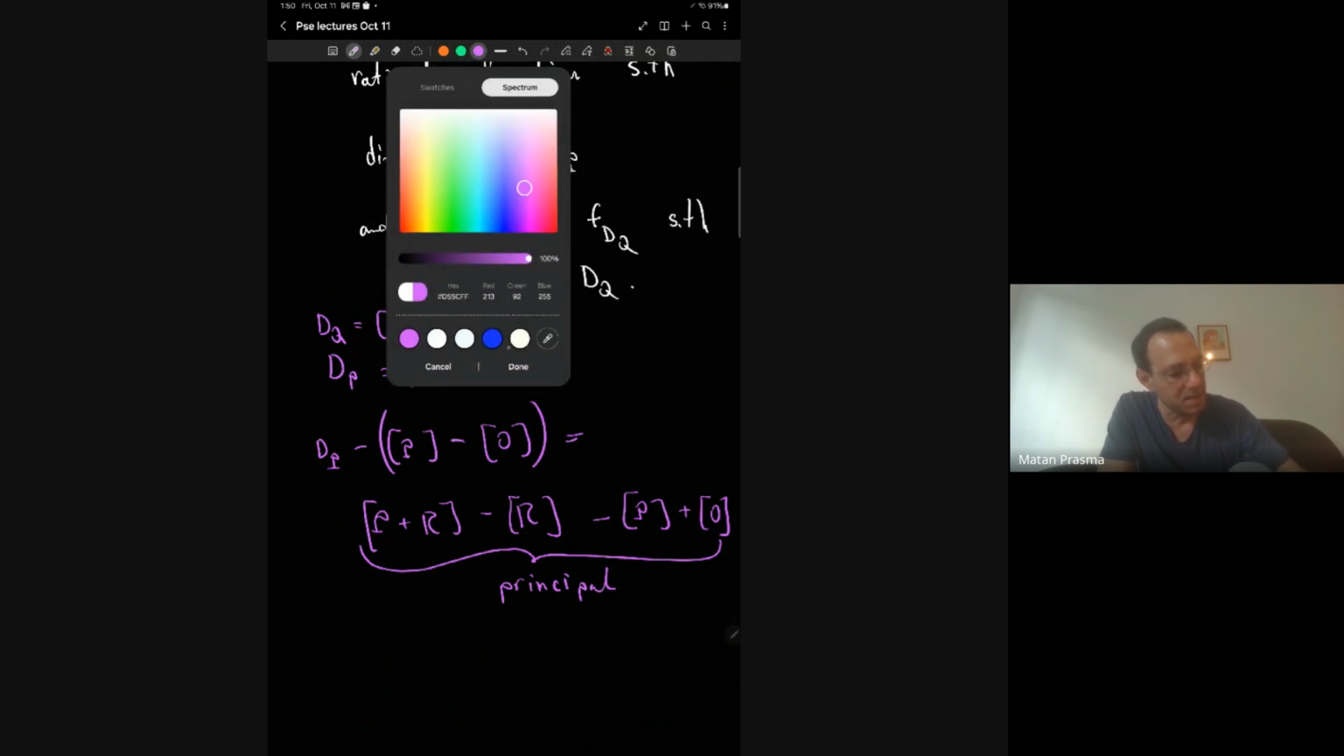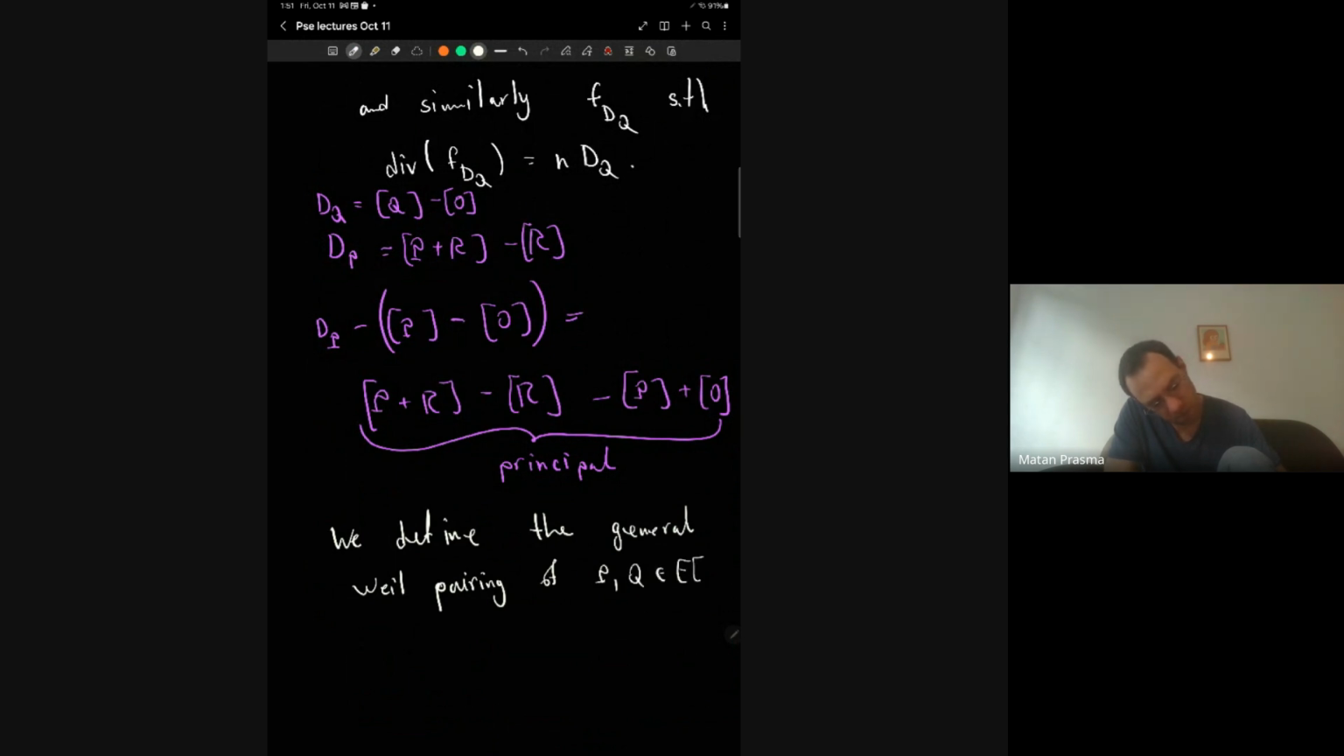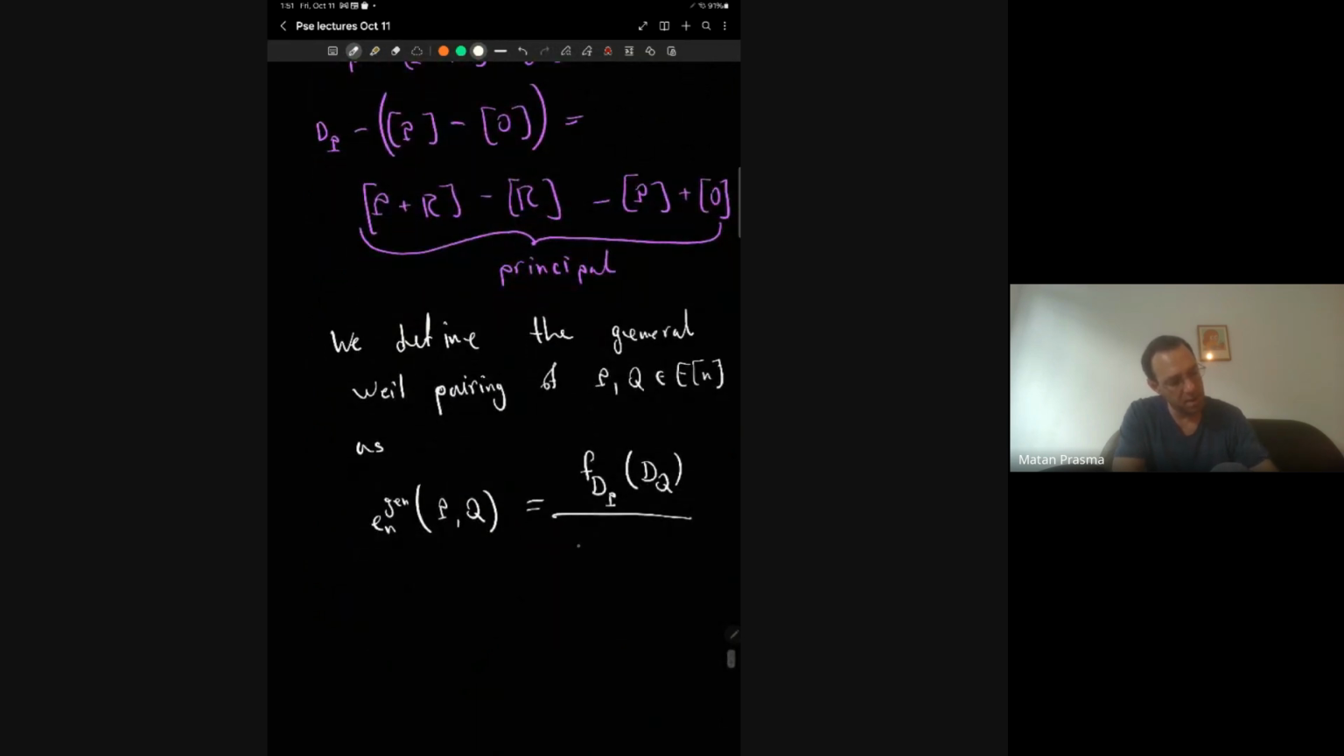And well, I still didn't finish the definition. Now you will see the full picture. We define the general Weil pairing of P and Q as E_n generic of P and Q is F_DP evaluated at DQ divided by F_DQ evaluated at DP.